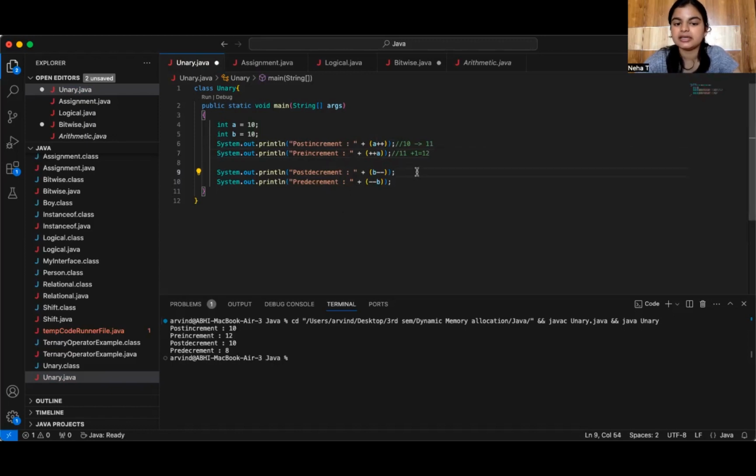Coming to the post decrement. Post decrement is after that. First we have 10, then we'll do minus minus. So 10 will be taken first. After printing 10, we'll be decrementing it. That will become 9. And after that, pre-decrement, minus minus B we are taking. So first it will be decremented, that is 9 minus 1. That we'll get 8. So first one, the answer will be printed as 10 and the second one will be printed as 8. So we have 10, 12, 10, 8, which is the answer we're supposed to get.